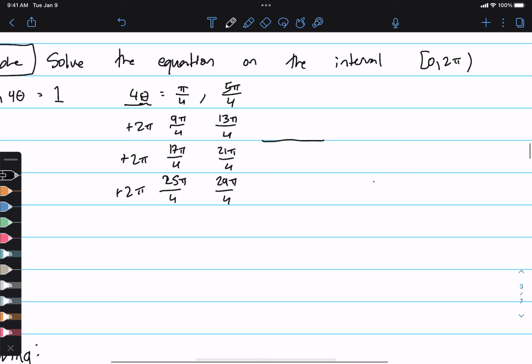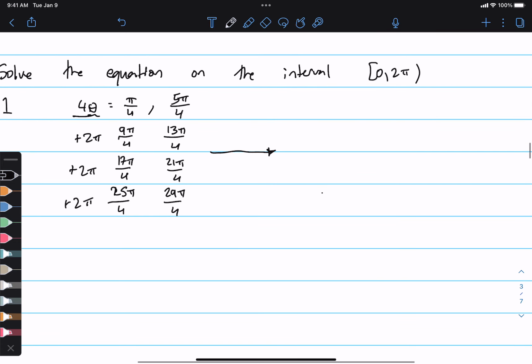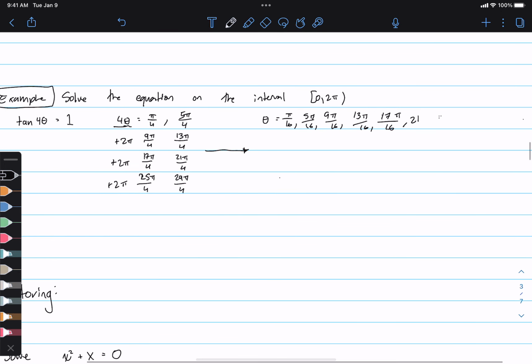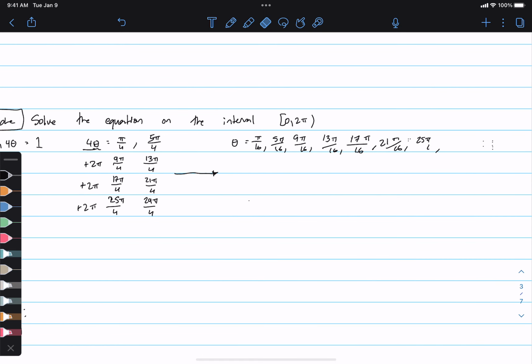And again, we need to translate back into our theta values. So we're going to divide everything by 4, and we're going to get theta is pi over 16, 5 pi over 16, 9 pi over 16, 13 pi over 16, 17 pi over 16, 21 pi over 16, 25 pi over 16, and finally 29 pi over 16.